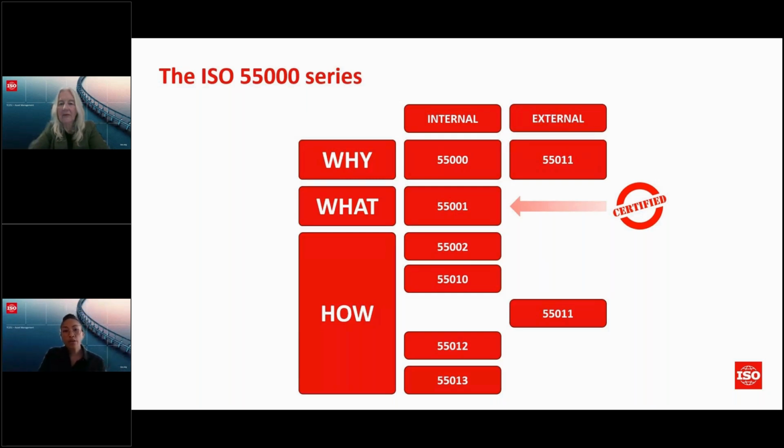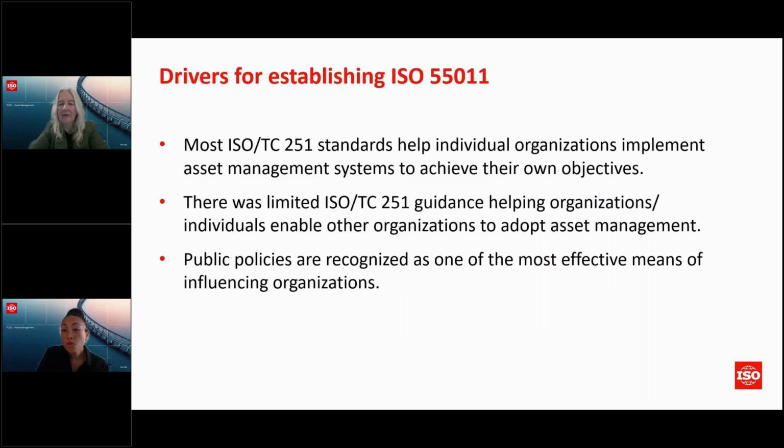Now, as shown on the previous slide, most of the 55,000 series of standards help organizations implement asset management systems to achieve their own objectives. There wasn't previously guidance that helped organizations or individuals work with other organizations, whether they're government or non-government, to adopt or advance asset management, on which they may rely to achieve their objectives.